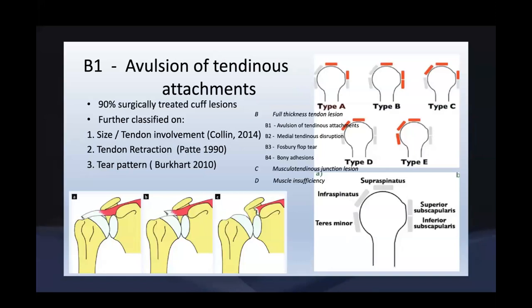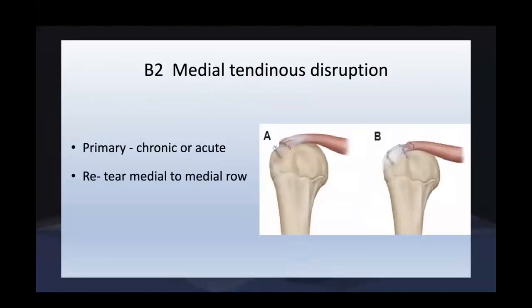So like Govind mentioned previously, we have a few types of tendon tears. So we have a B1 tear, which is a tendinous avulsion. Like he said, it can be in the type A, that is the supra and sub, or it can be type B, type C, type D, whatever. Type B2 is something that happens in the mid-junction. So this can either be in a chronic setting or in an acute setting.